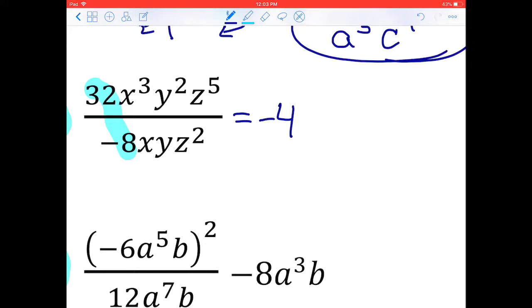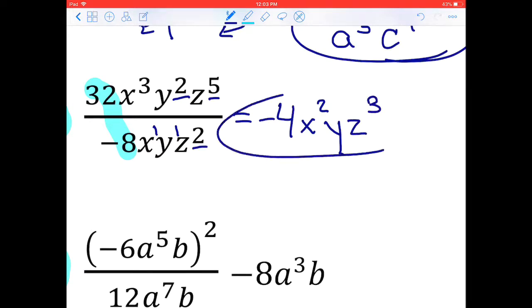Okay. For the x's, 3 minus 1 is x squared, 2. For y, 2 minus 1 is 1. Yay, Mommy. And then for z, 5 minus 2 is 3. There's your final answer.